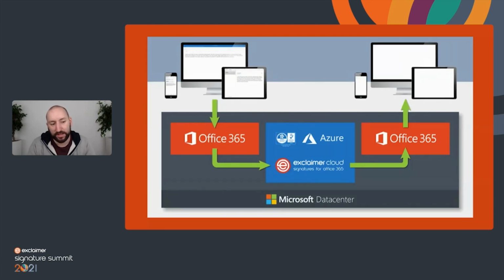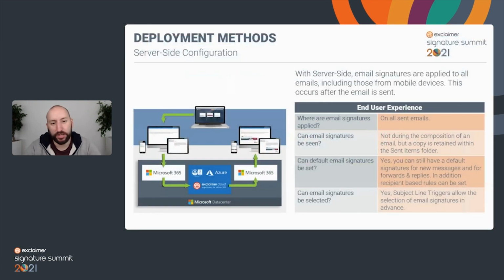So here, we are very much changing the end user experience, but at the benefit of then being able to reach a greater coverage. So this server level process can apply signatures to all emails, and it does then mean users cannot see the signature during composition, but it's important to note that with an additional feature, a copy can be retained in the sent items folder that shows the signature that was added to it.